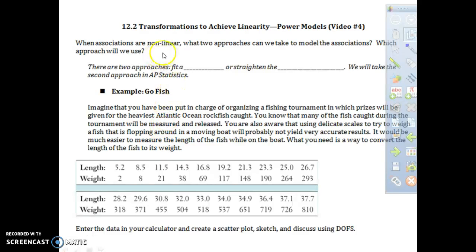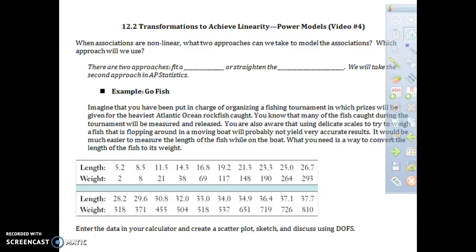So in the past, when we've looked at two quantitative variables, we've always used DOFs, direction, outlier, form, and strength, to describe that relationship. And in the past, the form has just been linear or nonlinear. And we might call it curved, something to that effect. But today we're going to learn how to actually use the curve relationship and run a regression.